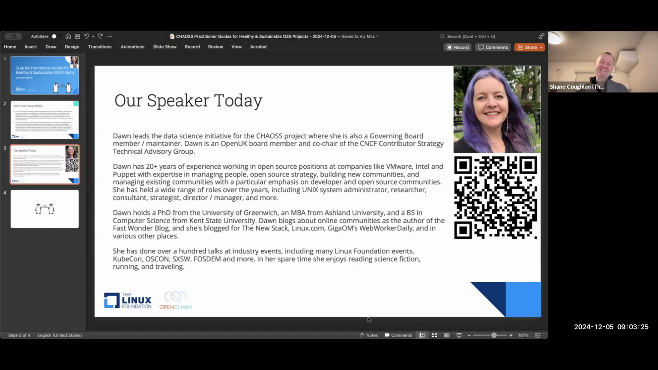Dawn also does other stuff. She's a board member at Open UK. She's a co-chair at the CNCF Contributor Strategy Technical Advisory Group, and no doubt dozens of things that aren't squeezed onto this slide and contribute both to her knowledge and the fact that we're lucky to have her time today. With that, I shut up and I hand over to Dawn to talk about the practitioner guides at CHAOSS.